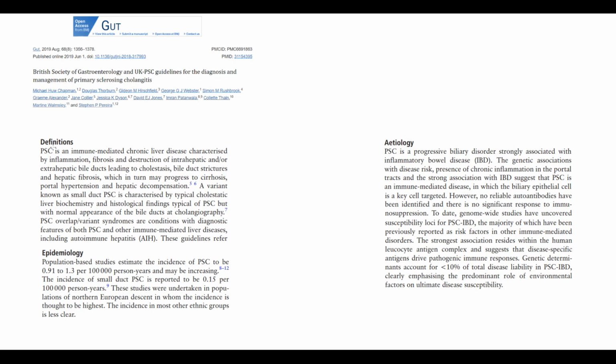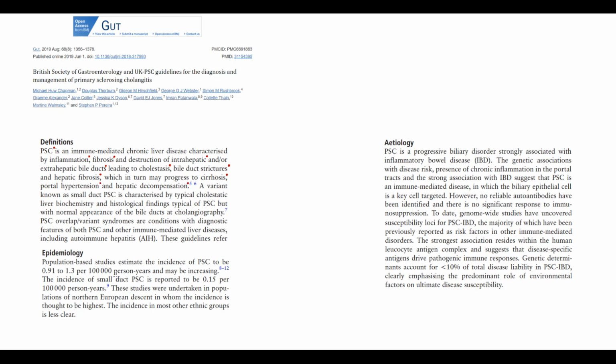Primary sclerosing cholangitis is a chronic liver disease characterized by inflammation, fibrosis, and destruction of the bile ducts, both within and outside the liver. This condition leads to cholestasis, formation of bile duct strictures, and hepatic fibrosis, which in turn may progress to cirrhosis with portal hypertension.